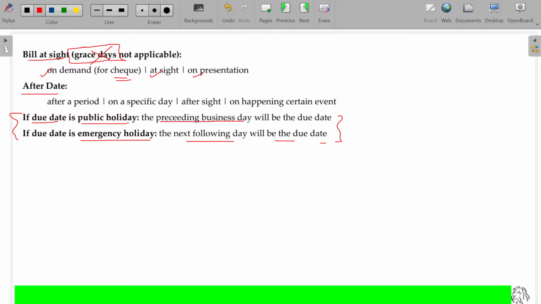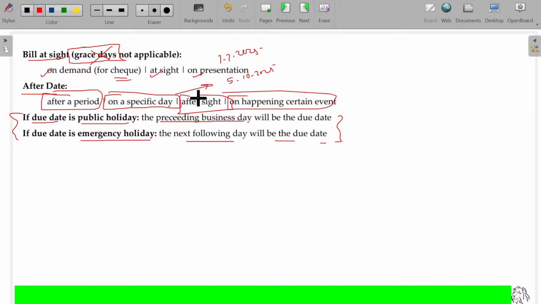Some bills may be after date. That's what we have now discussed. After date means after a period, say 3 months, or on a specific day, probably the day of settlement may be 5th October 2025, signed on 7th July 2025. After sight means the moment you are presenting, from that date he takes at least 1 or 2 days or 1 week. On happening of a certain event, he can settle that. These are the different types of bills. Is that okay?